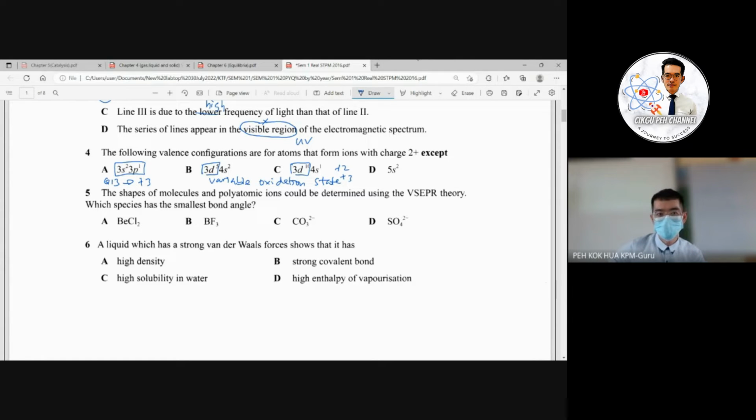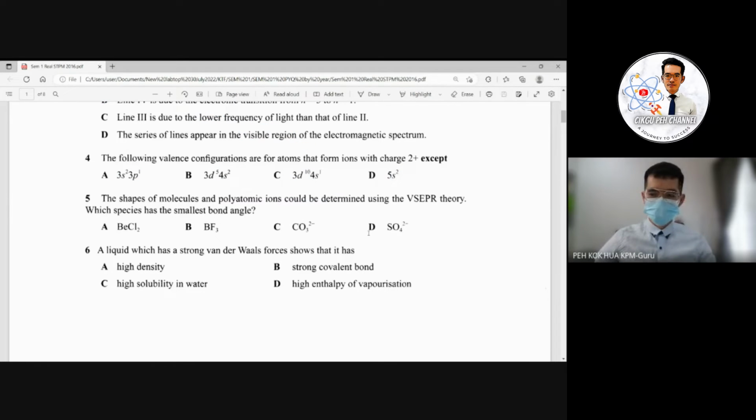Okay, then here s2, so that means this one will be for group 2. So this one will form only the +2 oxidation state. So which one will not be able to form 2 positive? So the answer will be A. Okay, now let us continue with question number 5.